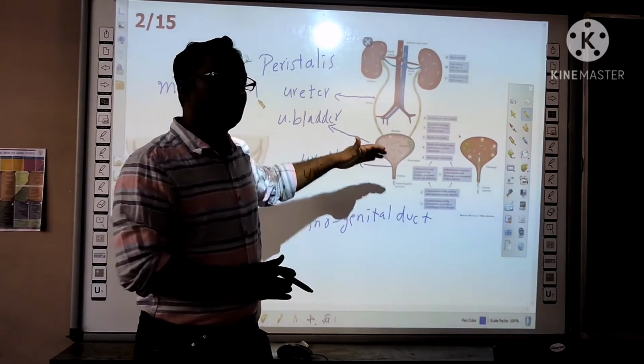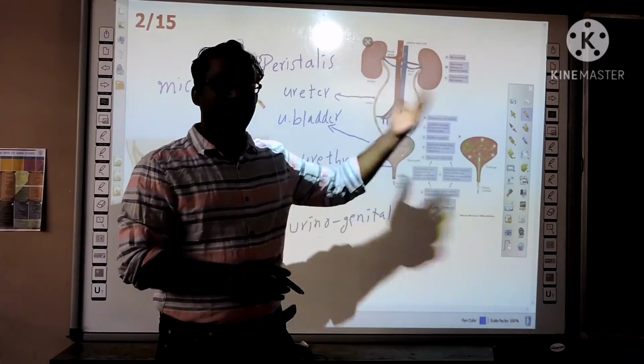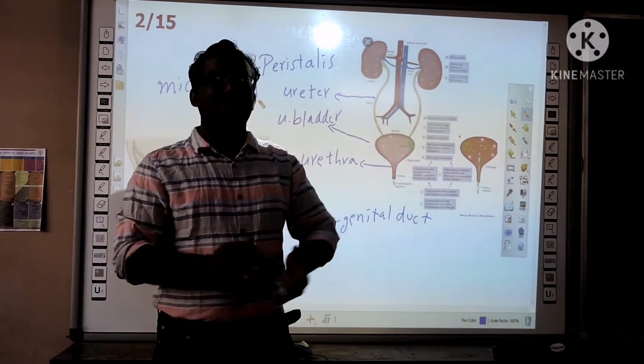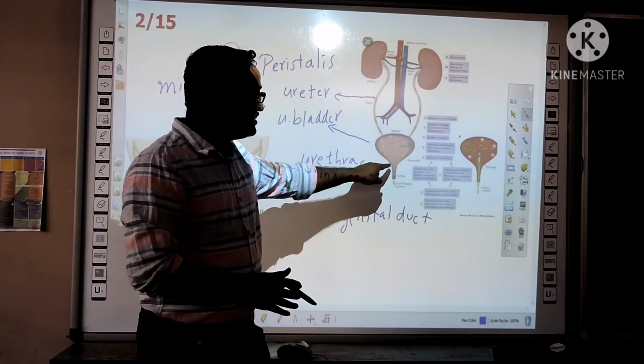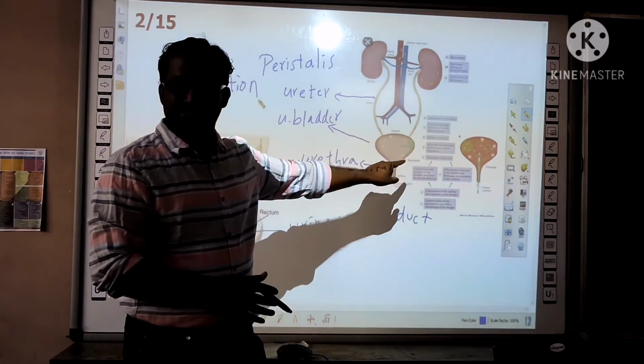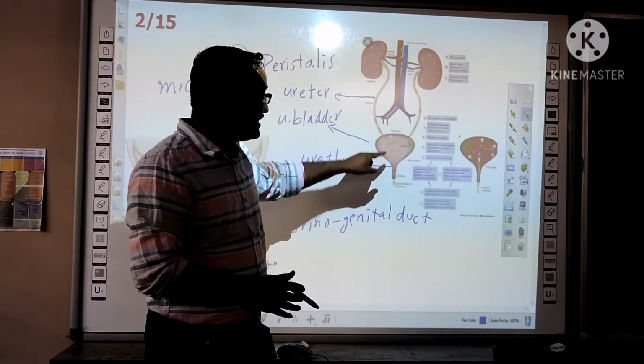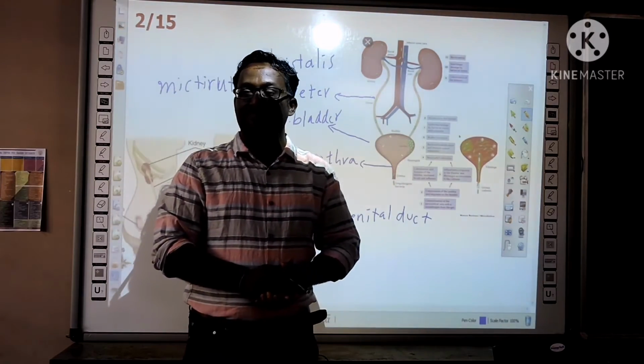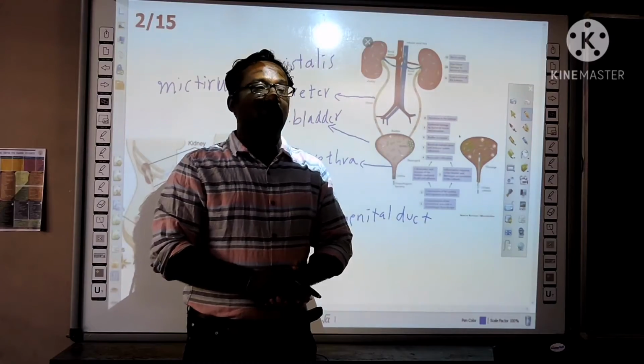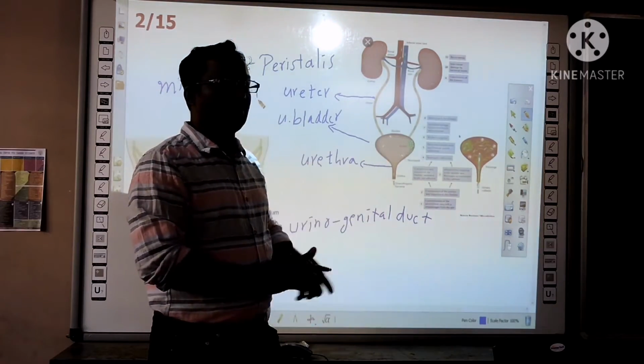So this relaxation of muscles stimulates the nerves. The information reaches the brain through the nerves. Immediately, the brain sends signals to the sphincter muscles present between the urethra and urinary bladder. So automatically the sphincter muscles open and urine passes out.